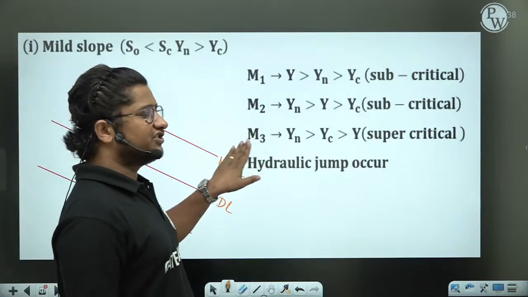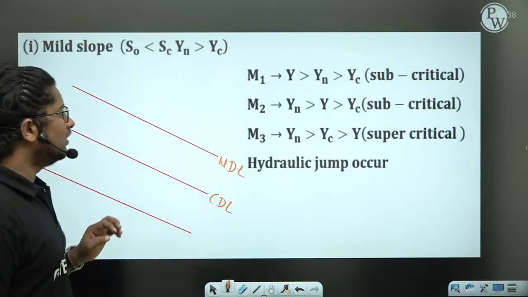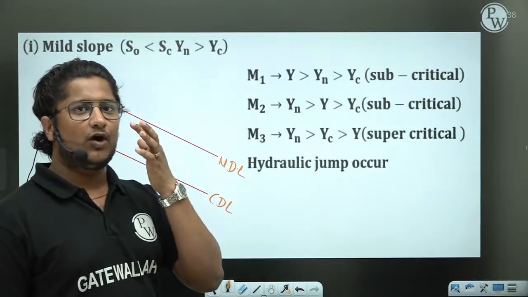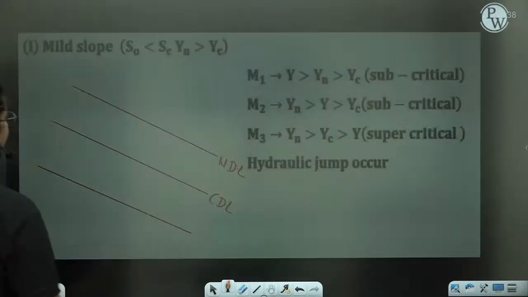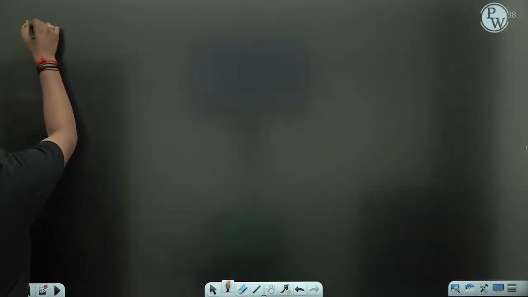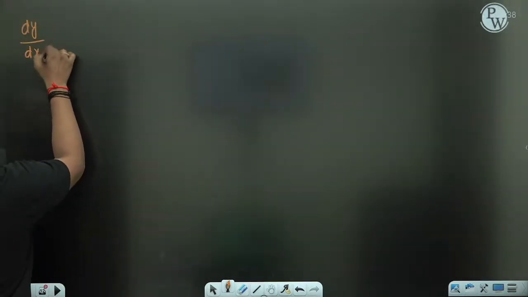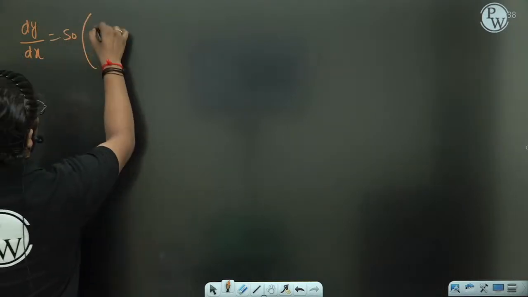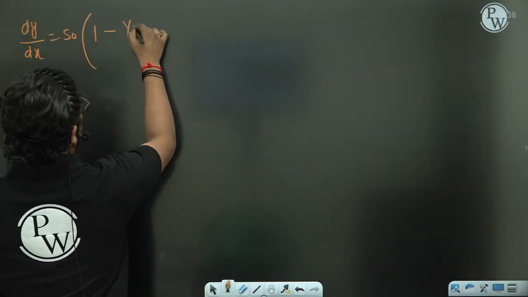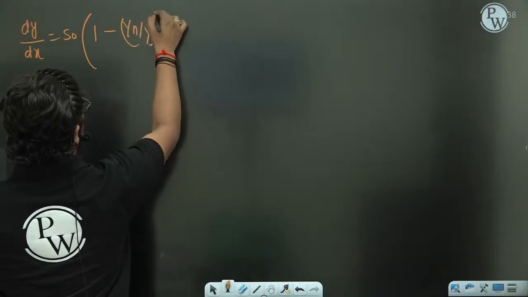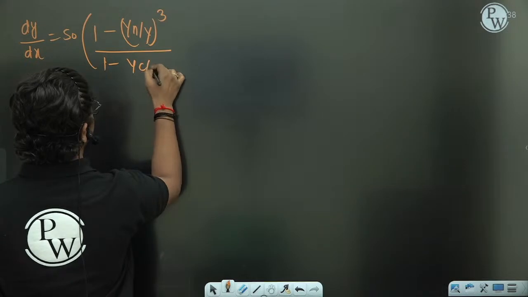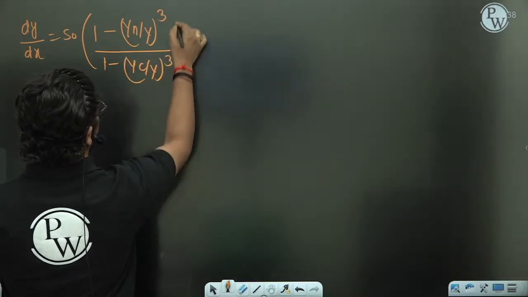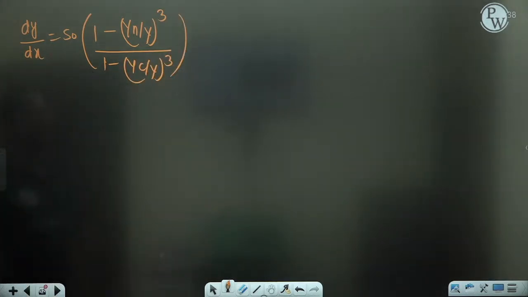Already I have given you the condition for that, but how these water surface profiles are formed, that you need to learn. For that, few things which I have already given you, I am just explaining to you. Like this equation you guys know now: dy upon dx is equal to S0 times (1 minus (yn upon y) to the power 3) divided by (1 minus (yc upon y) to the power 3). Now few things which I'm asking, all of you can answer me.